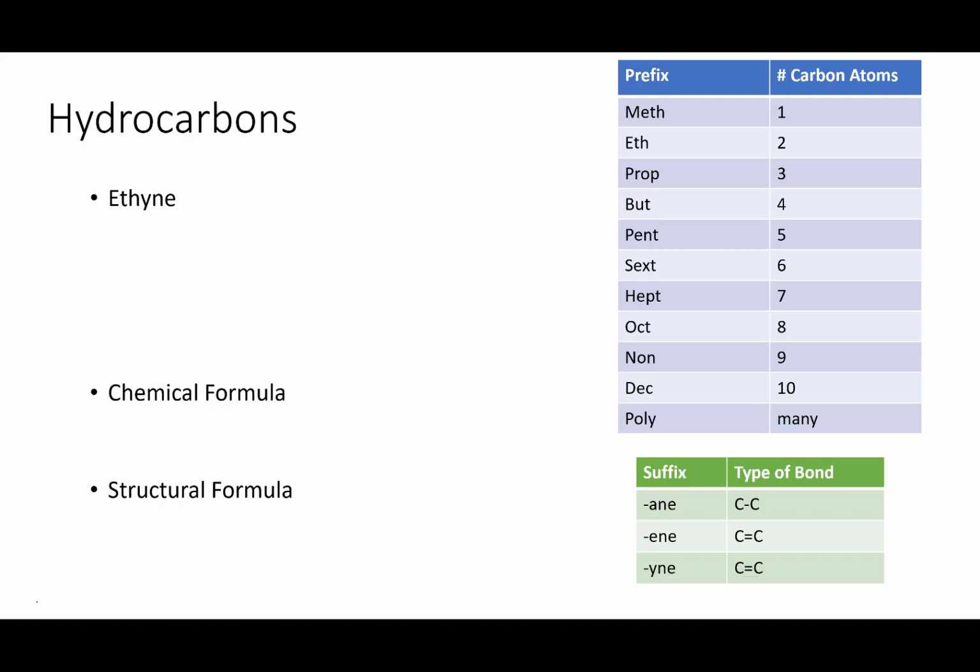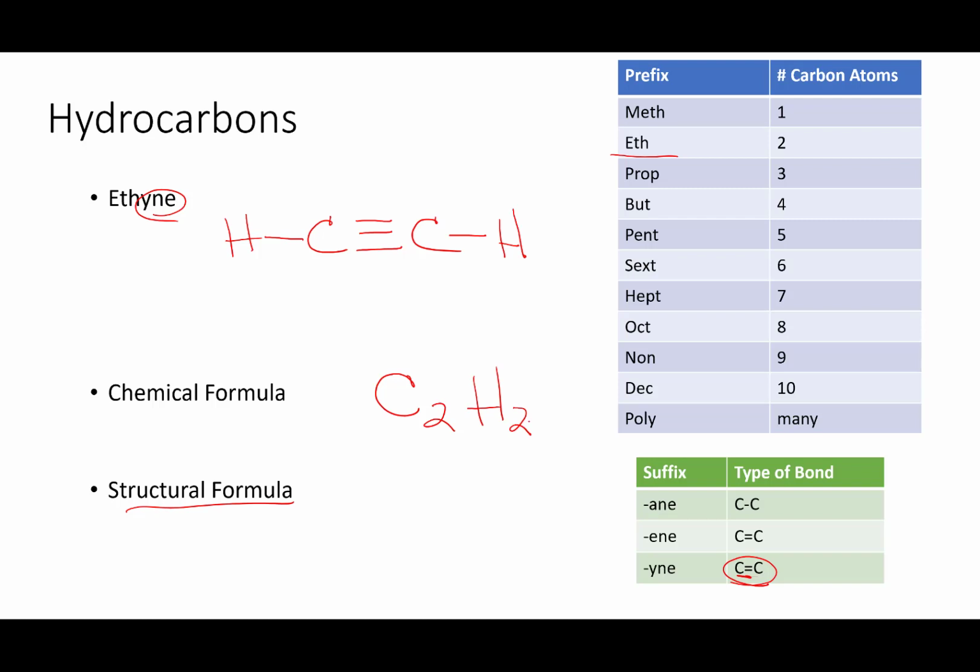So let's do ethine. Eth again, 2 carbons. Ine meaning triple bond between them. Oops, that should be a triple bond. I don't think that translated well. 1, 2, 3. And we need 4 around each, so there's 3, so only 1 more is necessary for 4. That's my structural formula, my chemical formula. I'm going to have 2 and only 2 hydrogens.